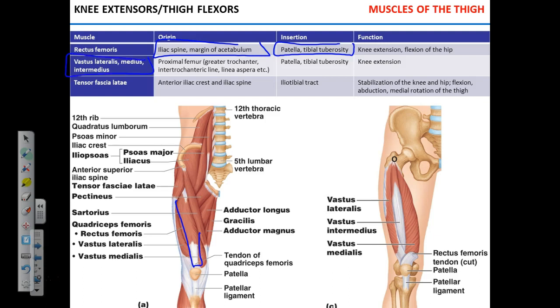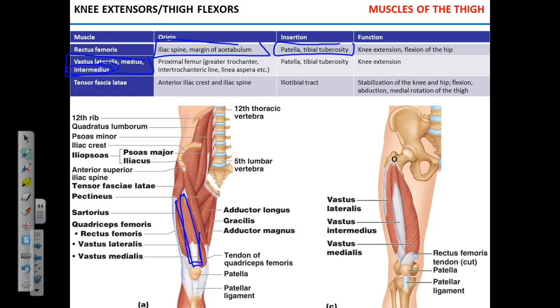Vastus muscles. Vastus lateralis, 11C. Medialis, 11B. And there's one under rectus femoris. I don't want to disassemble it, please. Vastus intermedius. If you would remove rectus femoris, which I strongly suggest you don't. I mean, you can, but then this whole thing will start falling apart. Under the rectus femoris is vastus intermedius.